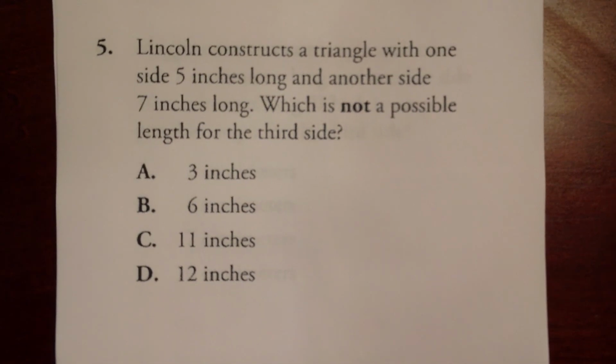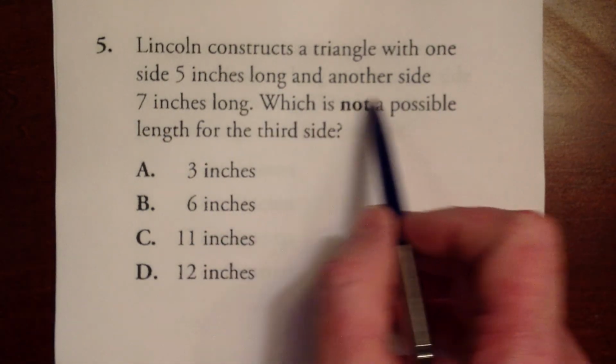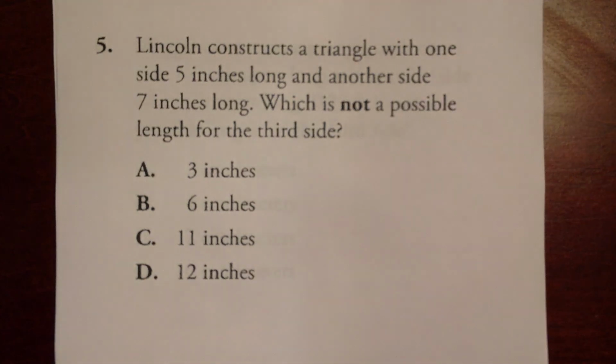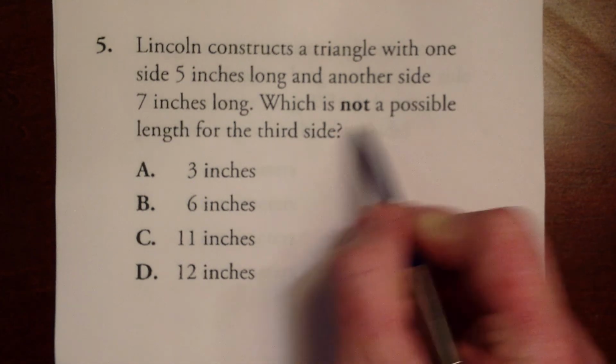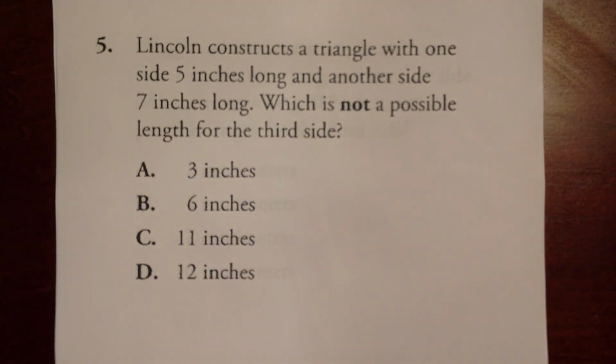Lincoln constructs a triangle with one side 5 inches long and another side 7 inches long, which is not a possible length for the third side.